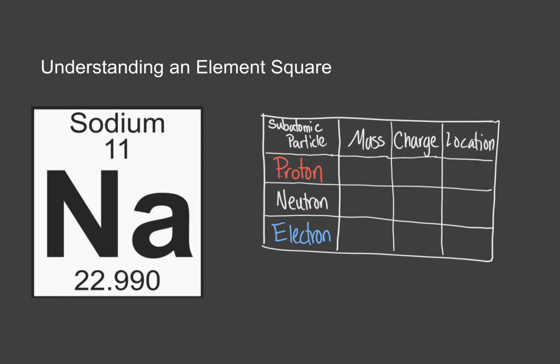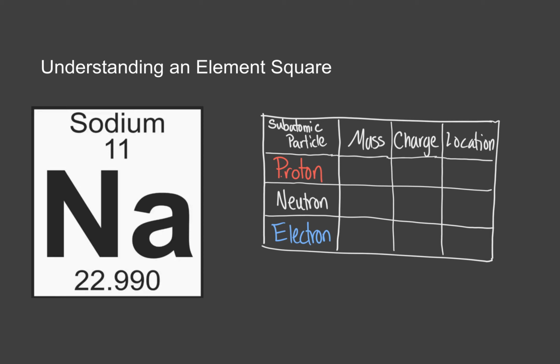Before we can dive into the periodic table and understand how all of the 118 known elements are organized, we need to start by looking at a single piece of the periodic table, which is an element square, because the element square gives us a lot of information about the composition of an atom. So here on this page, we have the element square for sodium, and this will tell us the number of protons, neutrons, and electrons that exist within sodium.